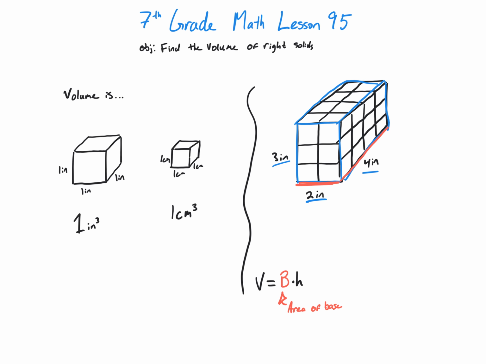Okay. So in summary, if you want to find the volume of something, you multiply the area of the base, that's what we're talking about here, the 2 times the 4, and then you multiply it by the height of your three-dimensional object. We already know how to find area, so you just find the area of the base and then multiply it by the height.